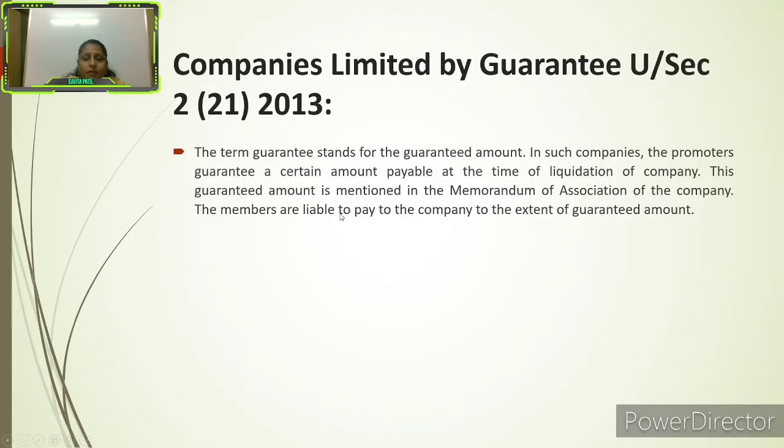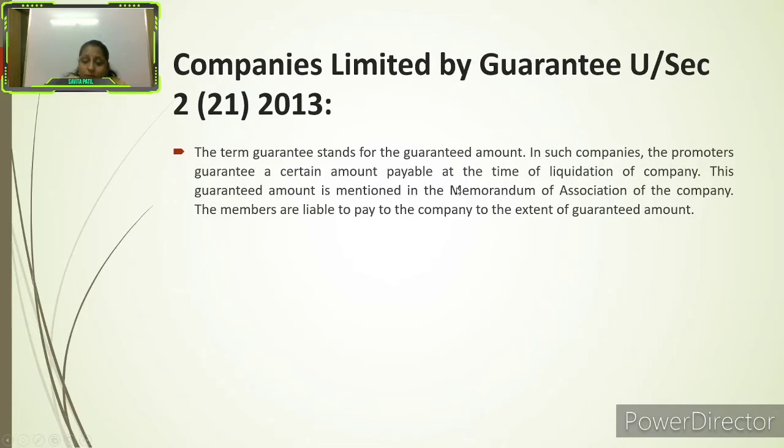Guarantee stands for a certain amount, the guaranteed amount. Who has to pay this? The promoters have to pay this amount at the time of the liquidation of the company. This guaranteed amount is mentioned under the memorandum of association of the company.